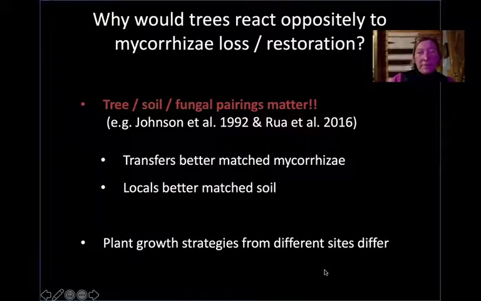So why would trees react oppositely to this mycorrhizal loss and or restoration? What we've been learning from the literature is that the pairings between the trees, the soil, and the fungi really matter. And so in this case, transfers were better paired with the mycorrhizae, and locals were better matched with the soil. Also, the plant growth strategies probably differed because the ones from warmer sites would have had a slightly different growth strategy.